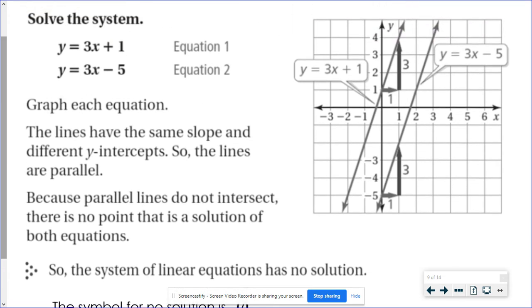I want to point something out. The reason that I could tell by looking at this equation that this is going to be a no solution is because the slopes are exactly the same. Not that I have told you this before, but I want you to realize that if you have lines with the same slopes, they're going to be parallel because they're moving exactly the same way. They'll always stay exactly the same distance apart. So that's how I would know that those are going to be no solution.